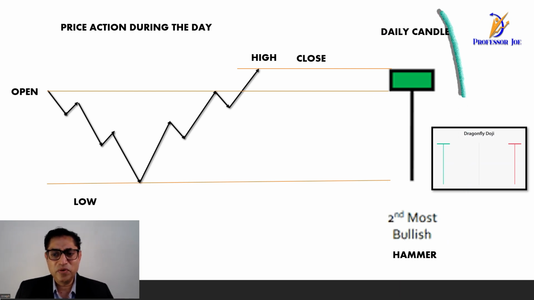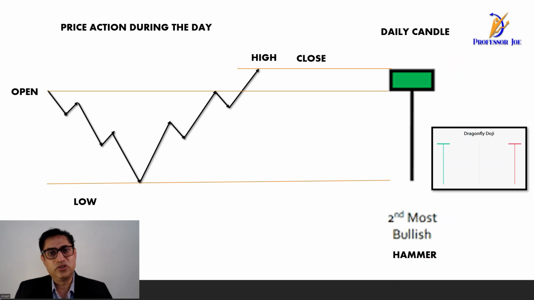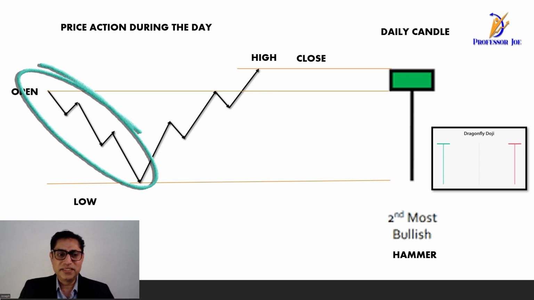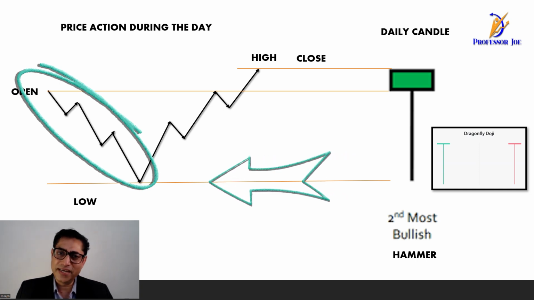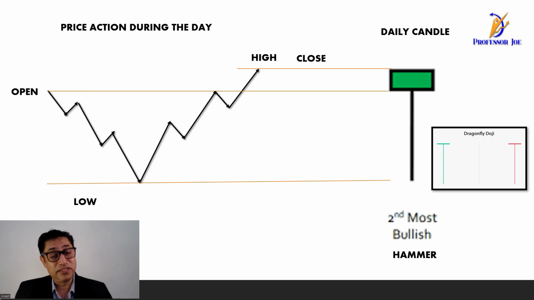The next type of bullish candle would be a hammer. Okay, now in a hammer, what is happening? You can see that the body is green in color, the body is on top, and there is a long tail below the body. Now, what might have happened? During the day, the price opened, it came down, went a little bit up, it again came down, went a little bit up, it again came down. Then it created a low, and then the price started going up.